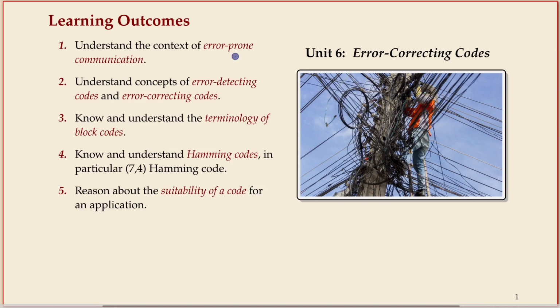The outcomes are that you have some understanding of the context. You know what's possible there and the distinction between detecting errors and correcting them. You should understand the terminology of block codes. We'll come to that. And we'll have essentially one concrete set of codes, the Hamming codes, that we'll look at in detail. And then, finally, applying the knowledge is more important than knowing all the details alone. You should be able to judge when such a code is suitable to solve a problem that you're facing.